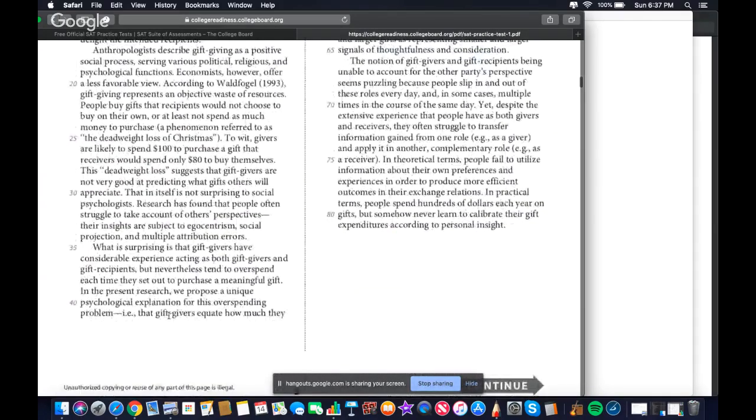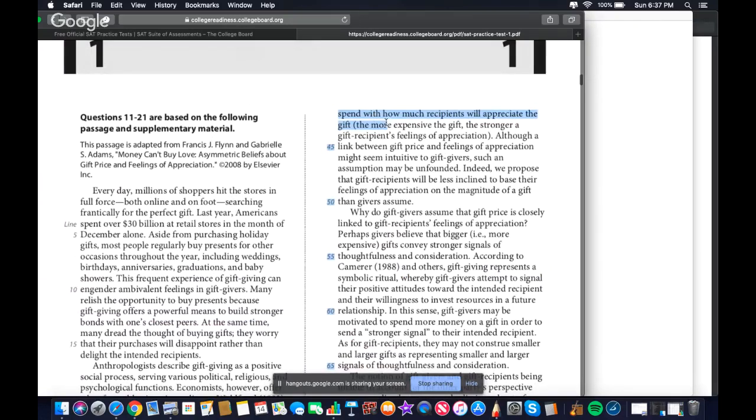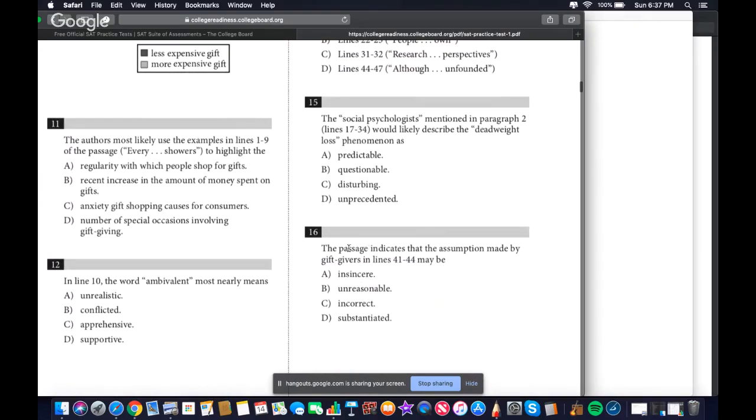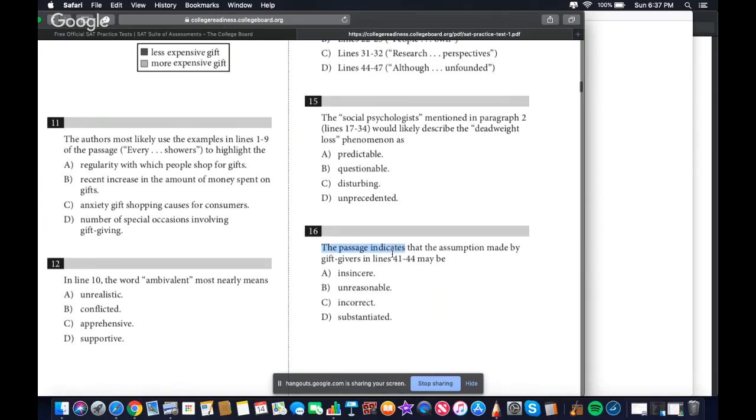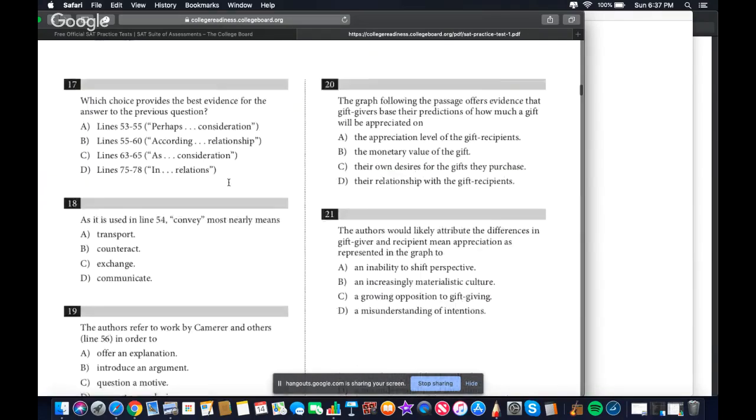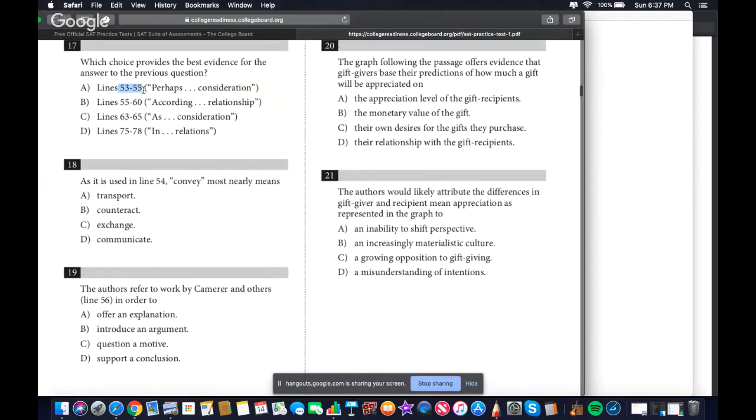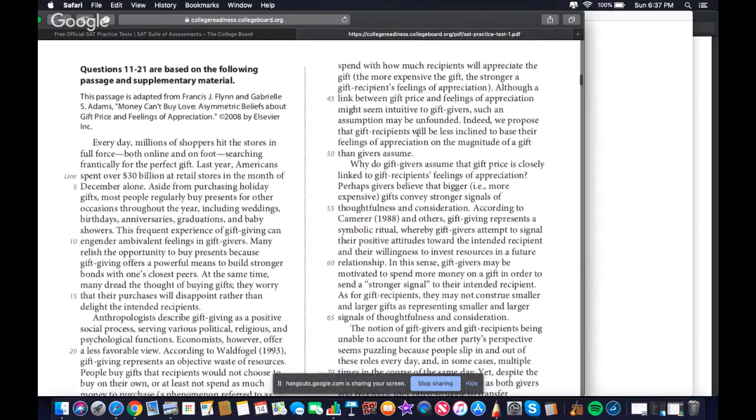That goes back to really making sure we own our question. Gift givers equate how much they spend with how much recipients will appreciate the gift. The more expensive, the stronger the gift recipients' feelings of appreciation. Okay, cool. The assumption is bigger gifts are better. Let's see what the passage indicates about this assumption. So notice I'm really trying to own the question. What does the passage suggest about this assumption? We know what the assumption is now. Now let's look at 53 to 55. Let's see, does it talk about the assumption?